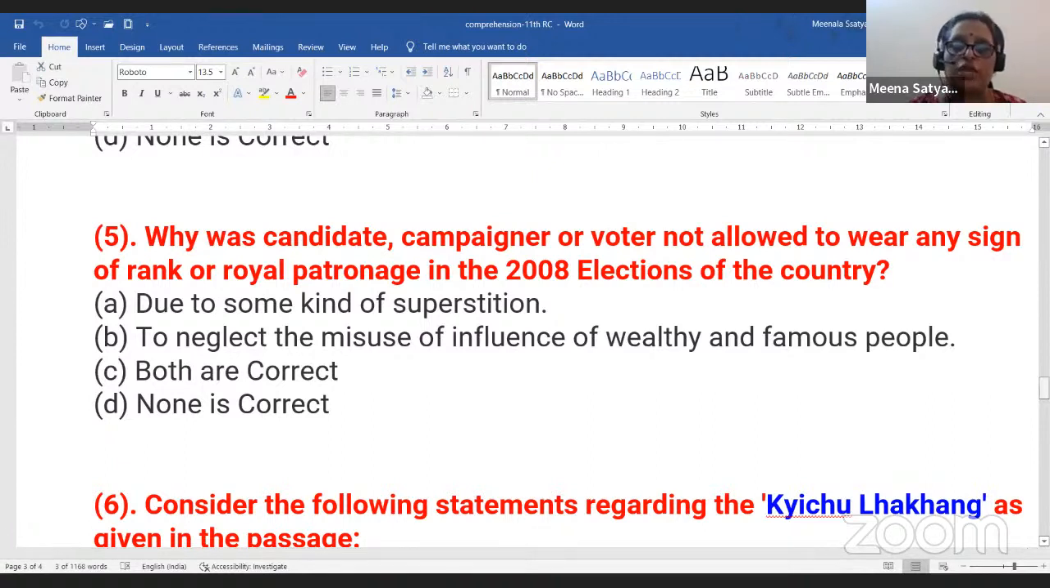Next, why was the candidate, campaigner, or voter not allowed to wear any sign of rank or royal patronage in the 2008 elections of the country? You remember we had seen the word elections. We had also seen the word that they have to wear national dress. You may not remember which paragraph, in that examination tension and the surrounding ambience of the hall. Doesn't matter. We'll just go back to say, not allowed to wear any sign of rank or royal patronage. He's not talking about dress, mind you. He's saying a royal rank or patronage.